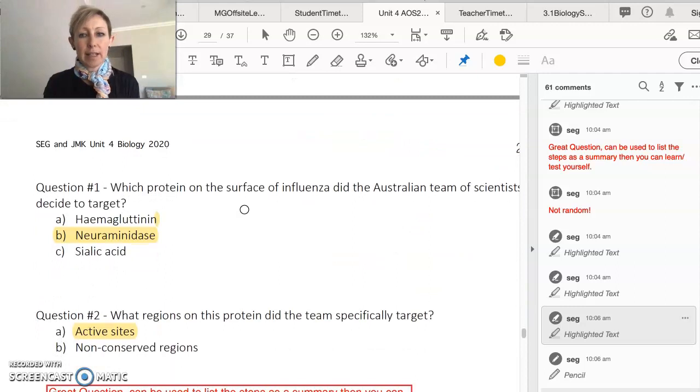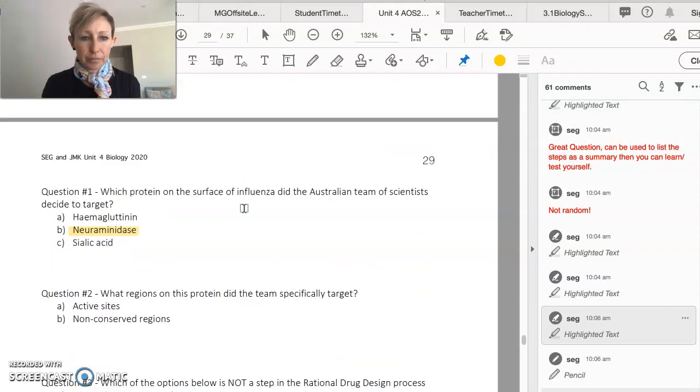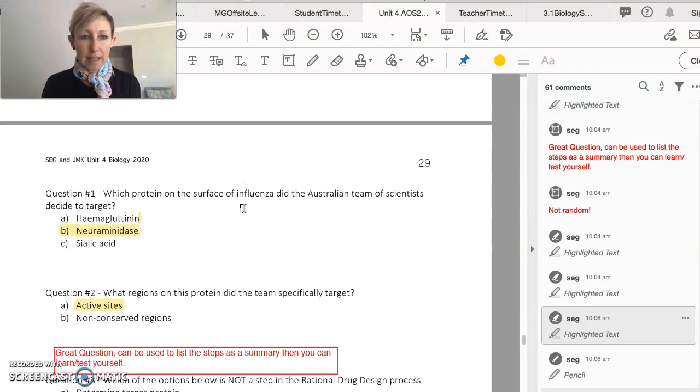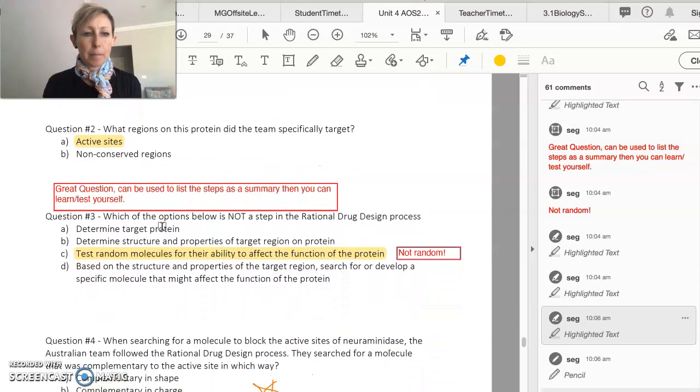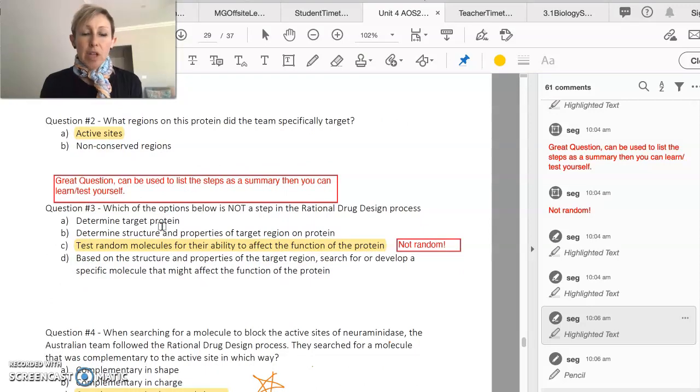And what I really like about this course, particularly this section of the course, is the way that the questions help you focus on the key information you need to know. So for a start, scientists targeted the neuraminidase, not the hemagglutinin, as part of this process. They've targeted the active site of that enzyme. So neuraminidase, the 'ase' part tells you that it's an enzyme, and they've targeted the active site to block the action of that enzyme.